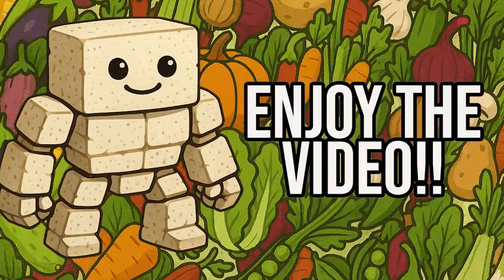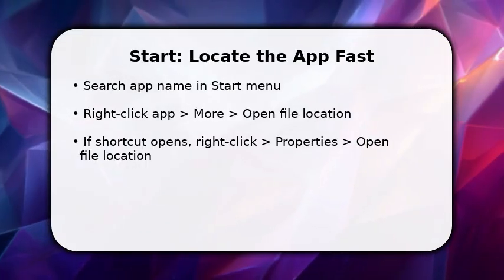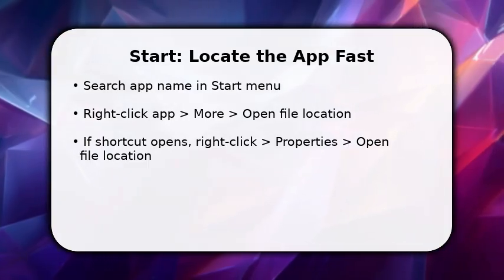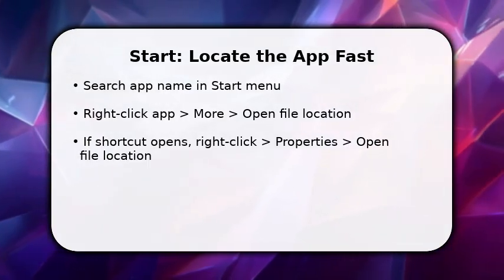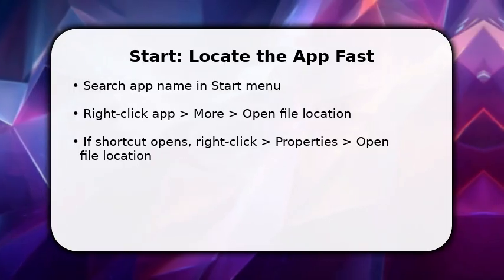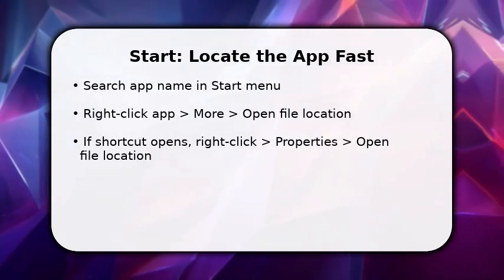Please enjoy the video. You begin by searching the app name in Start. This is the quickest entry point. Once visible, you right-click the app, choose More, then Open File Location. That takes you to the shortcut.